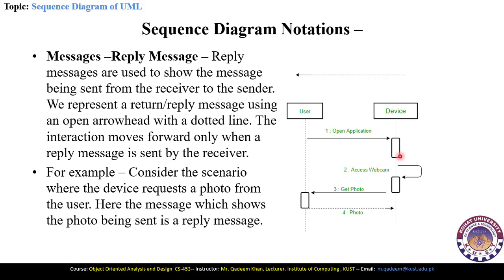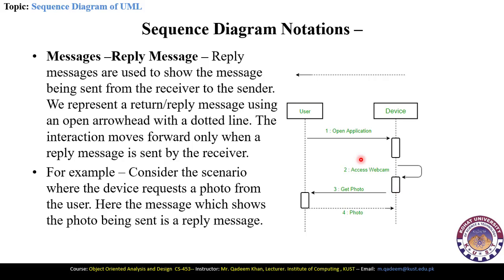Also, we have the reply message here. The reply message is represented with this line. It means that the reply message is used to show the messages which are sent from the receiver back to the sender. Here, a reply message uses an open arrow ended with dotted lines. You can see that these are the dotted lines. So the interaction moves forward when a reply message is sent by the receiver.